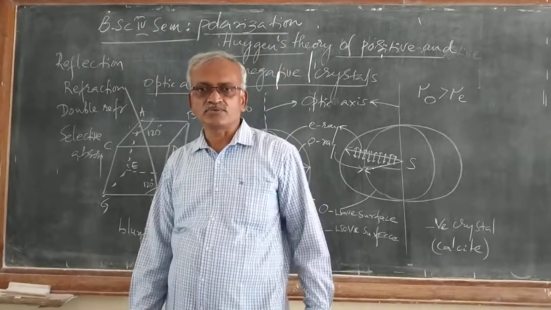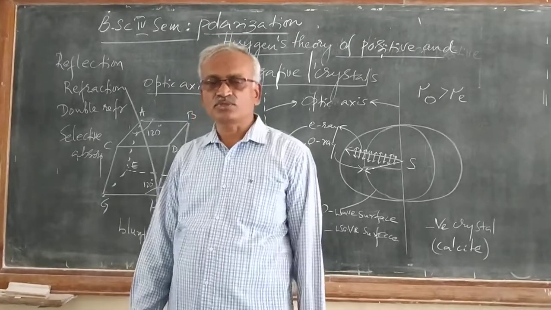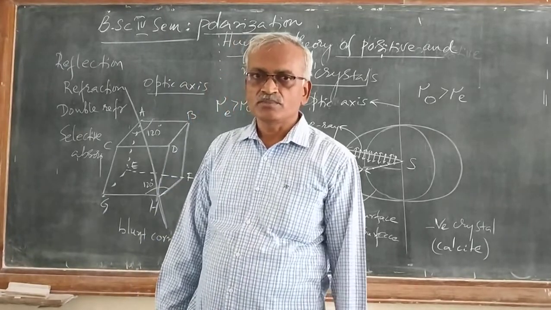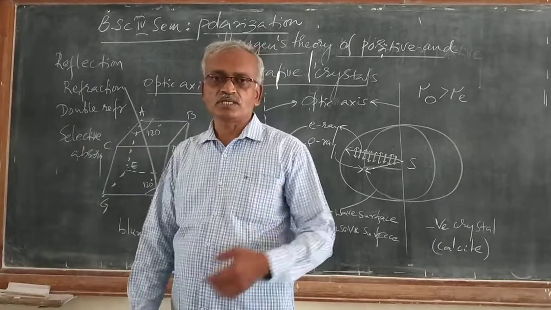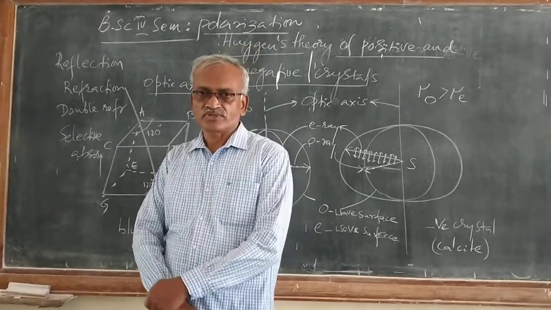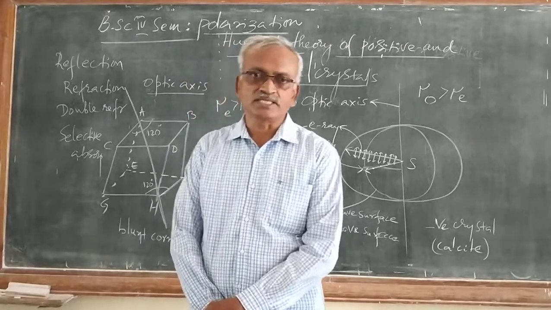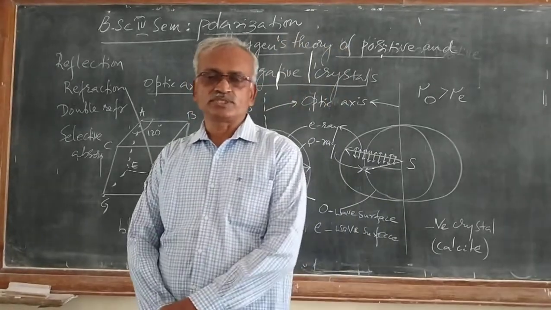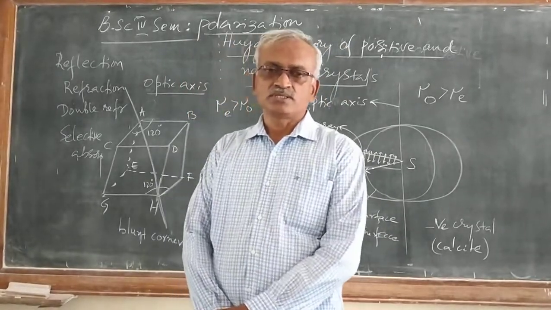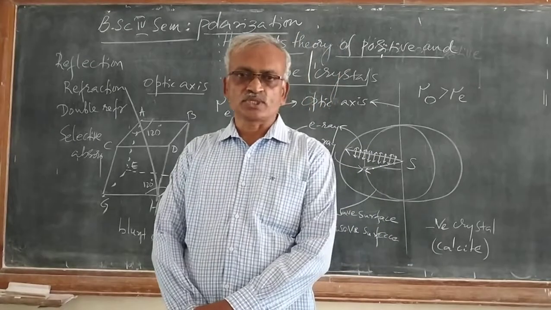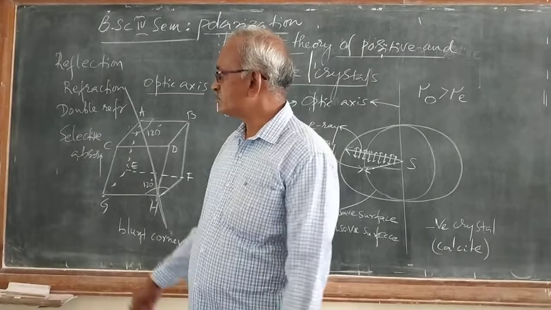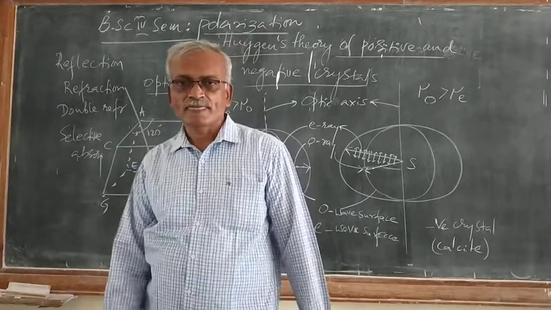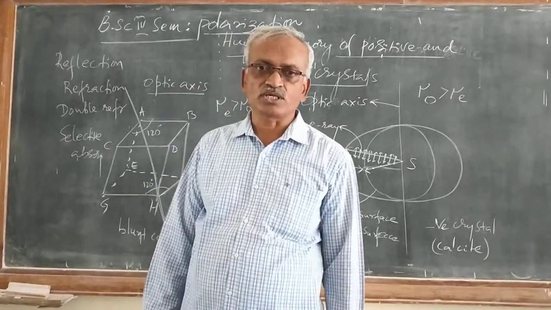The next is the method of refraction. Through refraction also we can produce plane polarized light. Then the third one, double refraction. Double refraction means passing unpolarized light through calcite or quartz, so we can produce two rays. Ray 1 is ordinary, ray 2 is extraordinary. From these two we can produce plane polarized light.